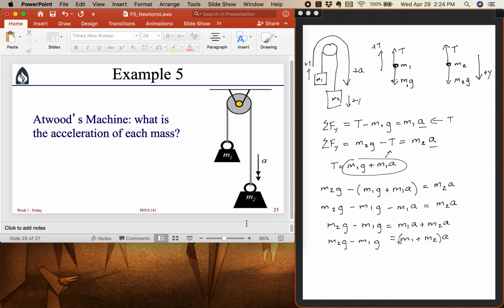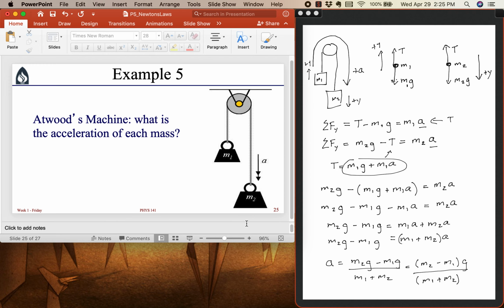And then finally, I can divide both sides of this equation by M1 plus M2. So my acceleration is going to be M2g minus M1g divided by M1 plus M2. And if I wanted to simplify it even further, I could say M2 minus M1 times g divided by M1 plus M2, and that is equal to my acceleration.